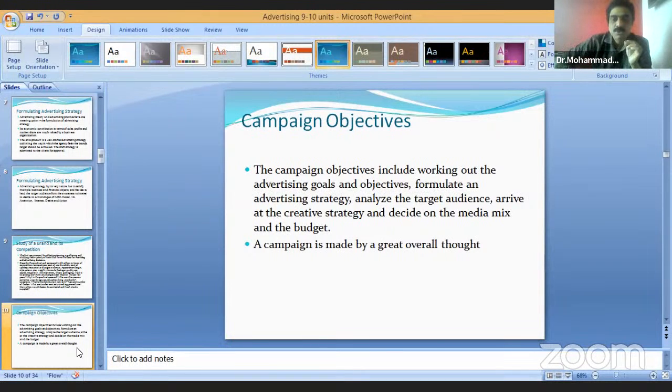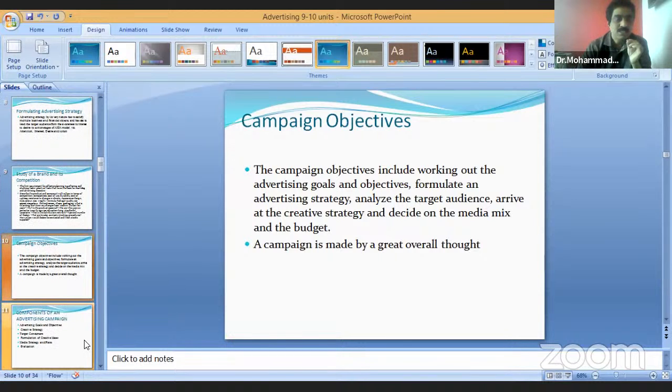So working out the goals and objectives, formulating a strategy, analyzing the target audience, arriving at a particular creative strategy, and deciding the appropriate media mix and budget. A campaign is made by a great overall thought. What are the thoughts or concepts? These are inputs, and taking all these inputs, we formulate the strategy.